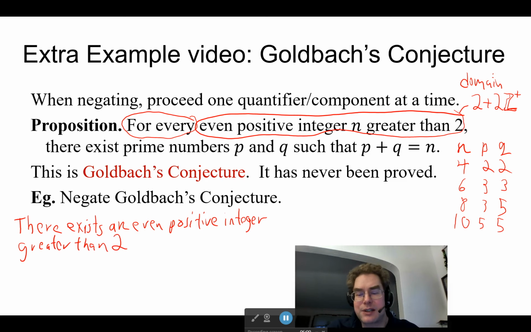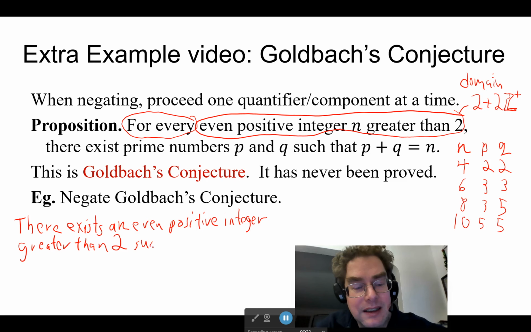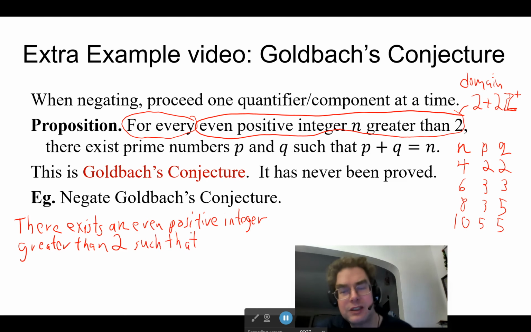And next in the original, we see a comma. But now the comma was the bookend for the universal quantifier. When you negate, you switch the quantifiers. It's also important to switch the bookends. Otherwise, you end up with something that grammatically is very awkward and incorrect. So now that we've switched this to an existential quantifier, the bookend for that is a such that. And so the comma changes to a such that.